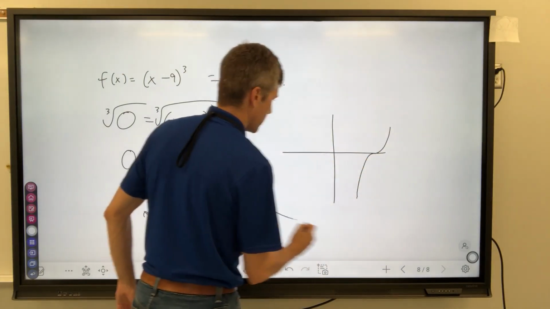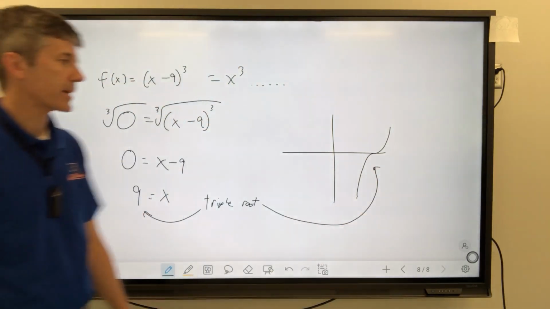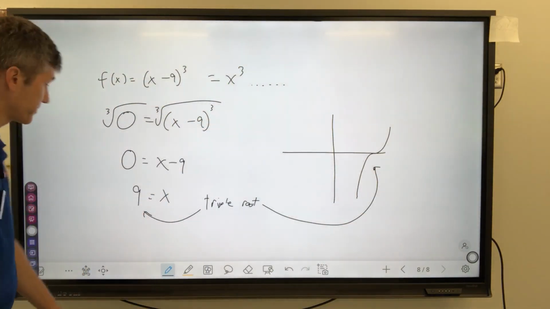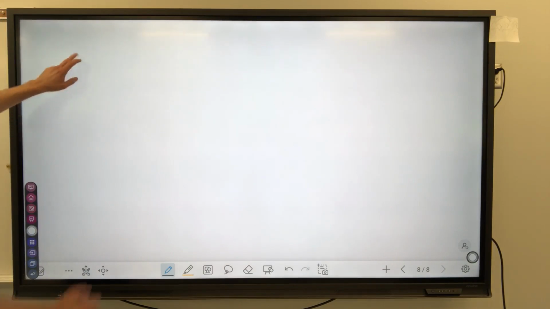And this is what a triple root looks like. Okay? Looks like a cubic function. All right, let's go to the next one. You can see where this is going. Let's go a little faster.